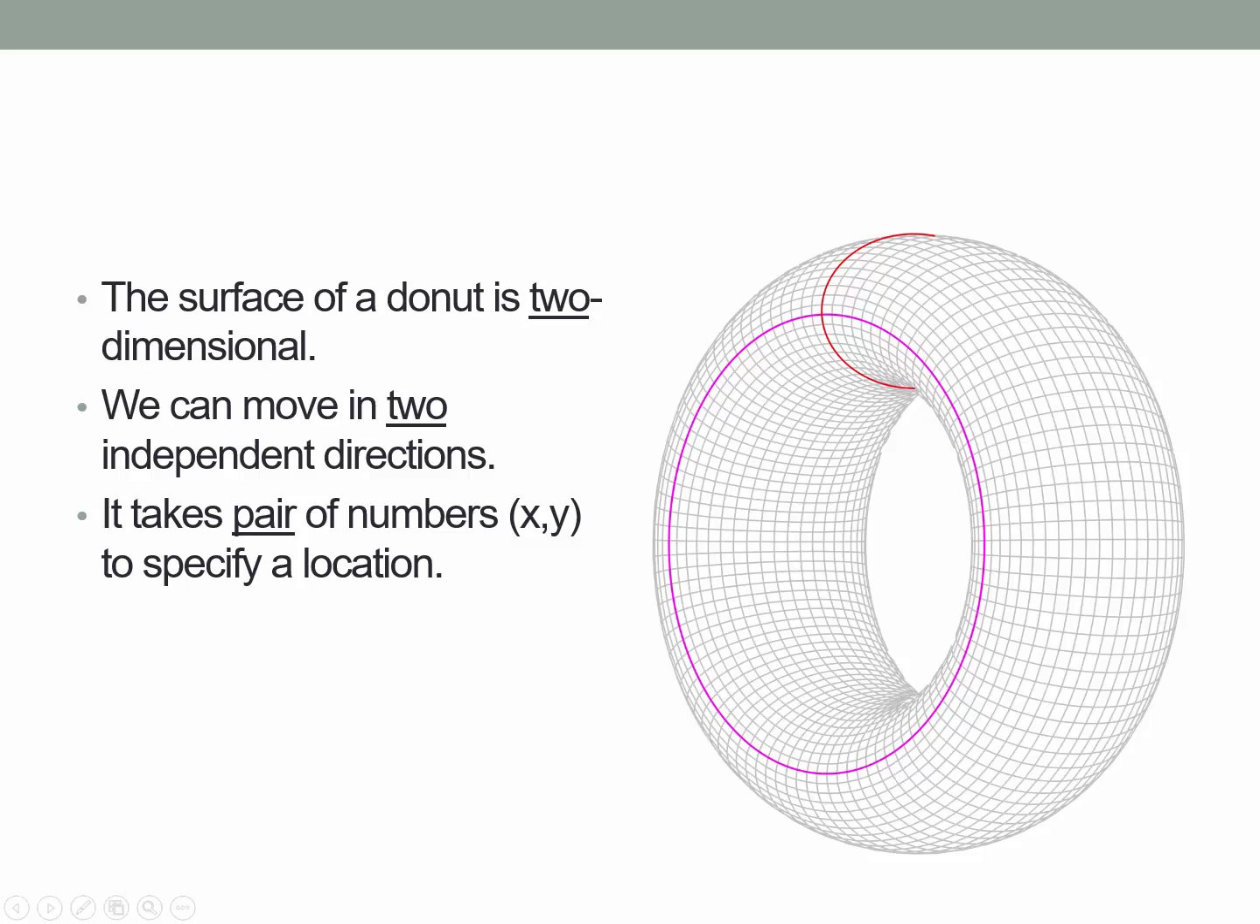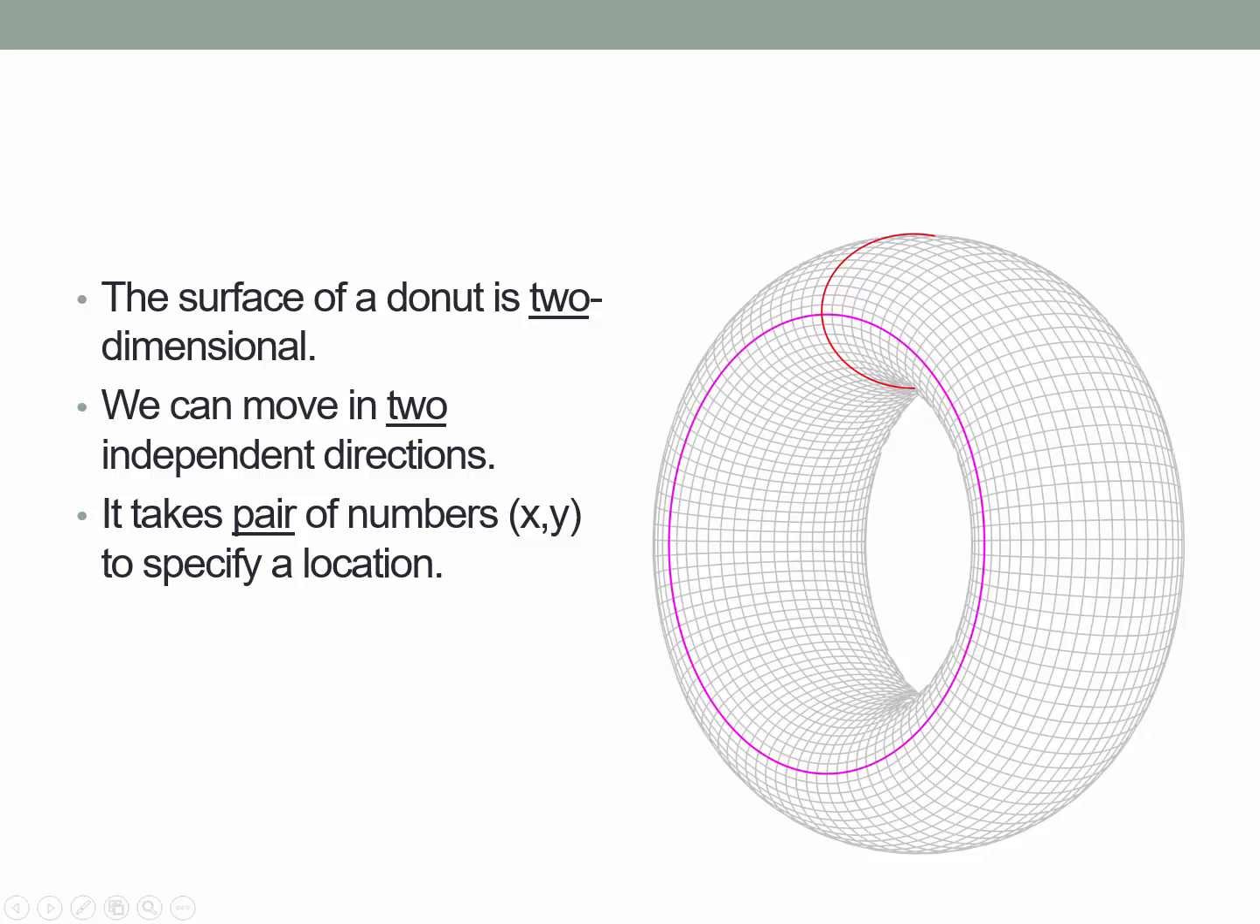Now, I'm claiming that the surface of a donut is two-dimensional. So if we're standing at a point on this donut, imagine ourselves as a little insect or something crawling around on this surface. There are two independent directions we can move. Let me call your attention to a particular point, namely where that purple circle and the red circle are meeting. There are two circles going around the torus, and there's one point where they meet. Now, if you were standing there, there are really two independent directions you can move. You could move in the purple direction, or you could move in the red direction.